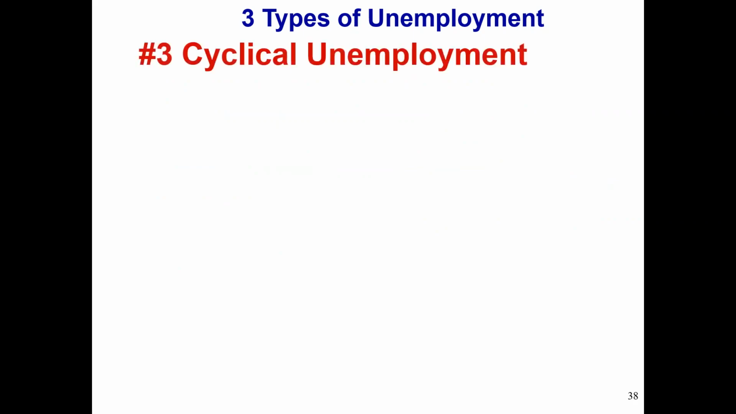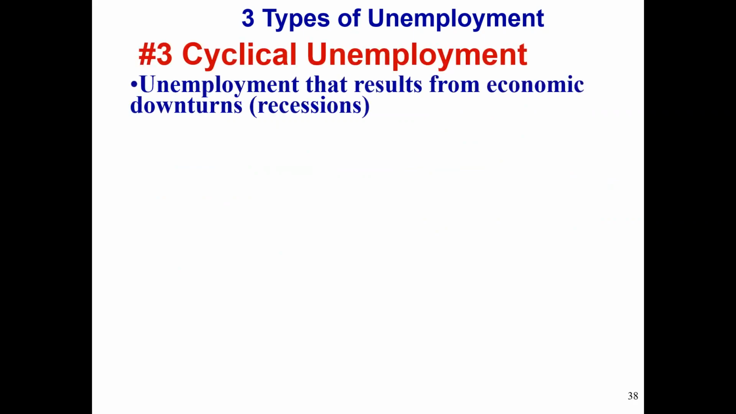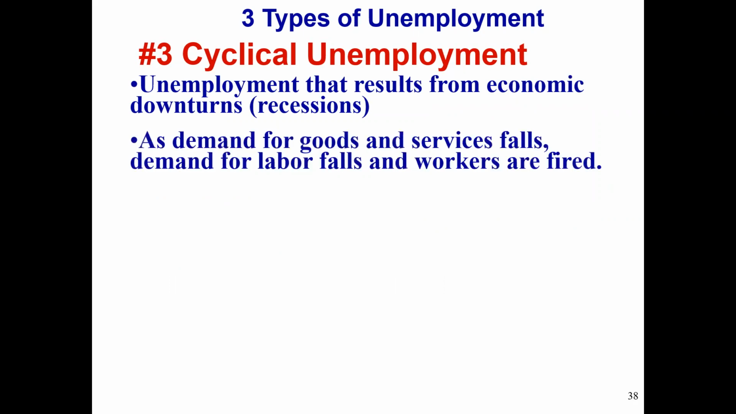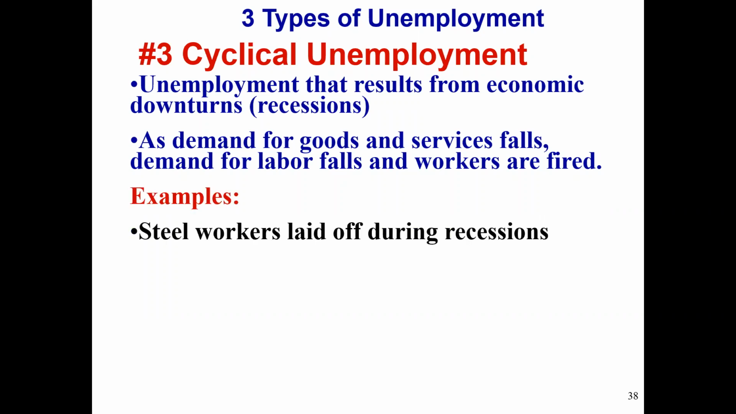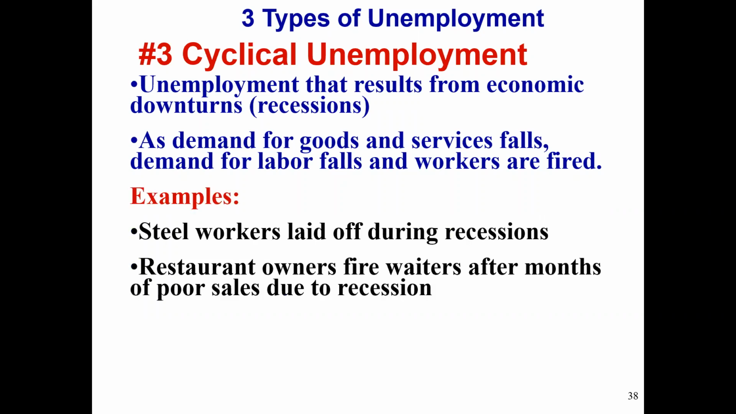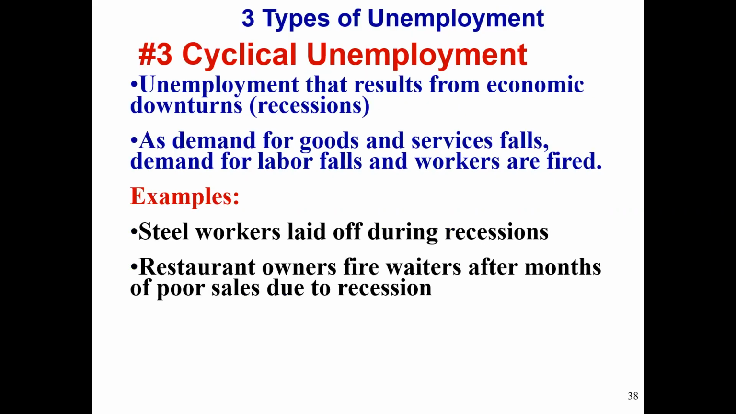Right. The third is cyclical. Okay, this is due to a recession. This is like when the economy is going down and people are getting laid off. Okay, so the economy is going down, people are making less money, people have less jobs, so therefore people are demanding less goods and services. So therefore, like steel workers are laid off, restaurant owners fire waiters or waitresses. Right? That would be cyclical. So you have frictional, short-term, structural, more long-term, more workers than there are jobs, and cyclical due to a recession.